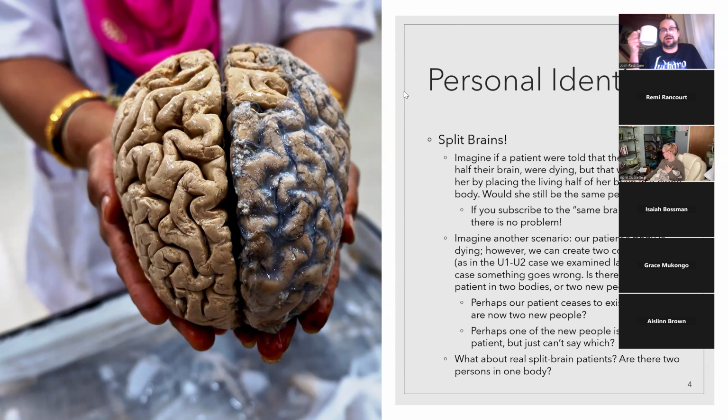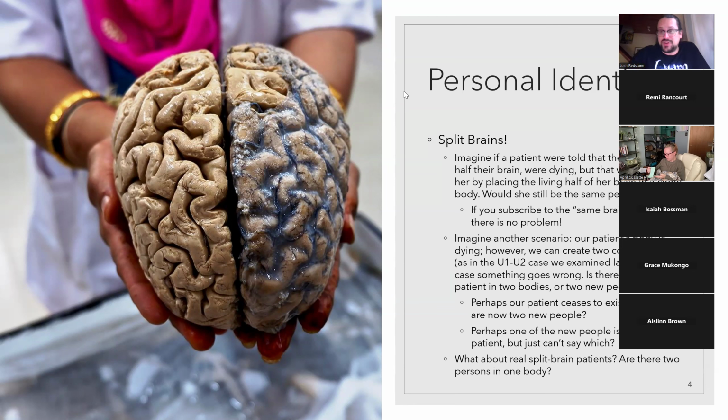So yeah, let's say your body and one half of your brain is dying, but we can save you by taking the living half of your brain and putting it in a clone body. Would you do it? Would you still think that you're the same person? Yeah, we can do a hemispherectomy. That's right.